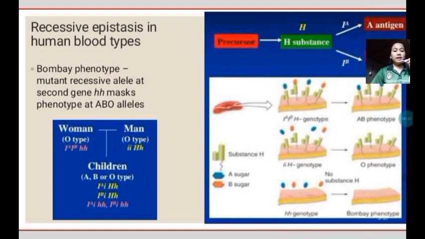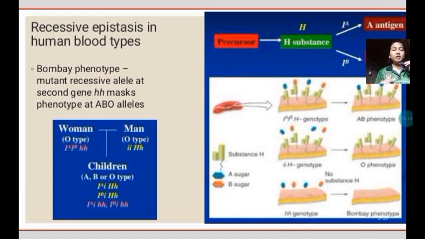Recessive epistasis in humans causes a rare blood type. Homozygosity for the h allele, the Bombay allele, is epistatic to the I gene, determining A, B, O blood types. hh individuals fail to produce substance H, which is needed for the addition of A or B sugars at the surface of red blood cells.